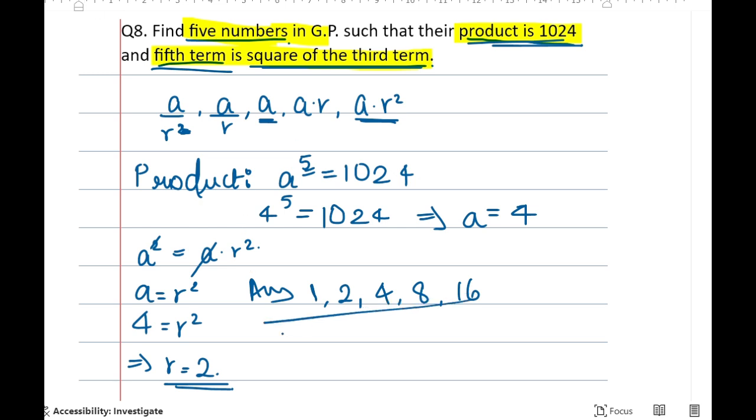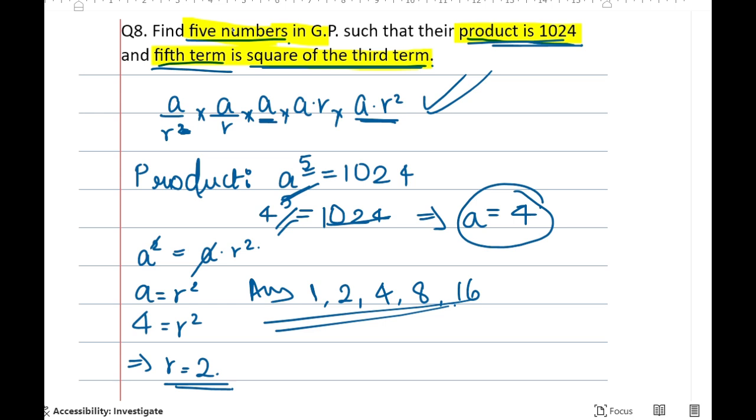This is your answer. How will you present it in your examination? You will write, let the 5 numbers be, or let's assume the 5 numbers to be, and then you write this. Given that the product is equal to 1024, therefore the product of these numbers, you'll write them and show that they have multiplied this. You'll put a multiplication sign in between them, cancel off the same terms, and then you'll finally get A to the power 5, which you can write as 4 to the power 5 is equal to this, and hence you get this.